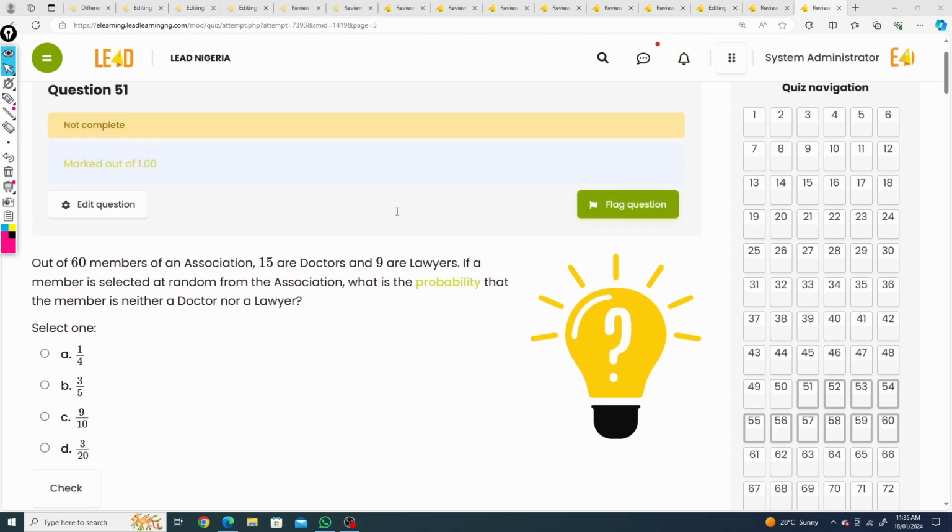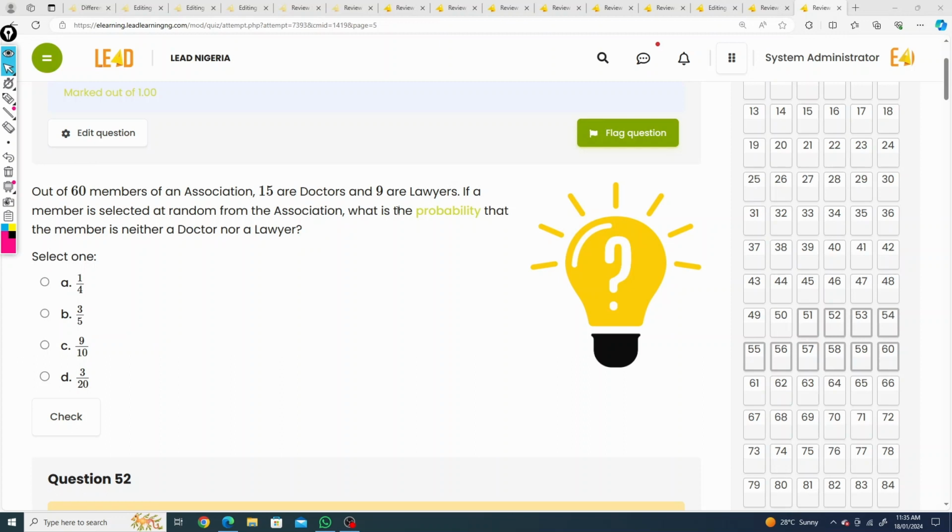Okay, question 51. Out of 60 members of an association, 15 are doctors, 9 are lawyers. If a member is selected at random from the association, what's the probability that the member is neither a doctor nor a lawyer? Okay, so we have to assume that, of course, there are no doctors that are also lawyers, right? That would be a very weird career choice. Doctor then lawyer.